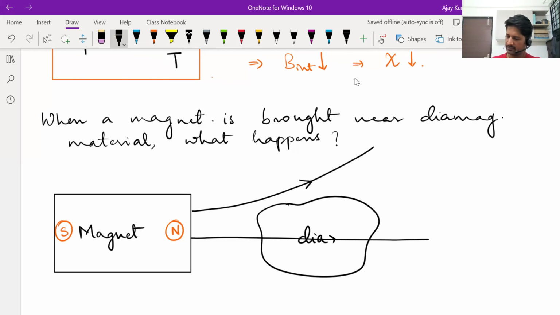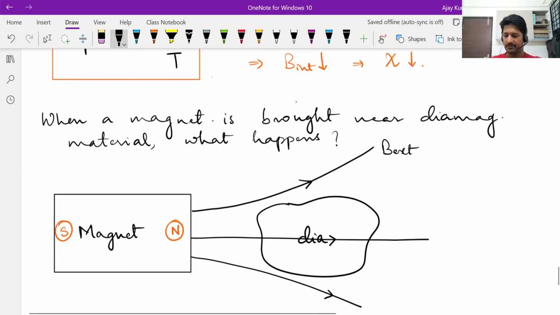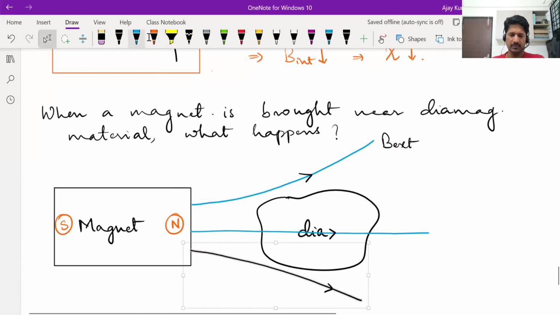For the diamagnetic substance, this becomes the external field. The field produced by the magnet is the external field for the diamagnetic substance. Yes or no? It's coming from an external source only, no? So that will be the external field. So now, effectively what we have done is, we have placed the diamagnetic substance in an external field. What does it do to the diamagnetic substance? When you place diamagnetic in external field, what happens?